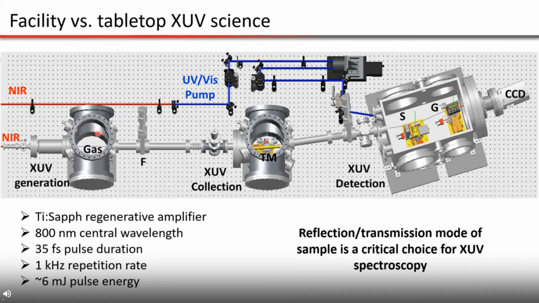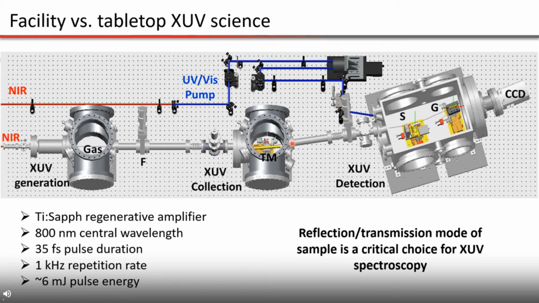So this is where high harmonic generation takes place. I'll talk about that in a moment. Once we get through this chamber, which has a gas cell, we're going to actually filter out the 800 nanometer beam. So through this tube is just the XUV beam propagating.